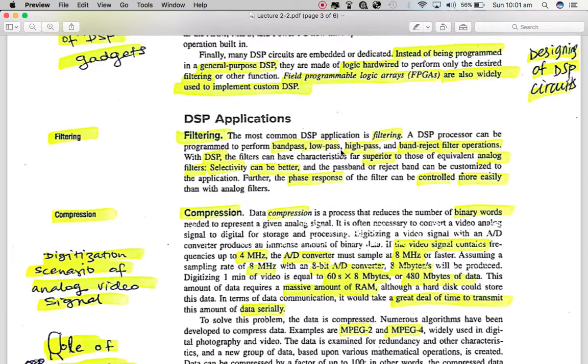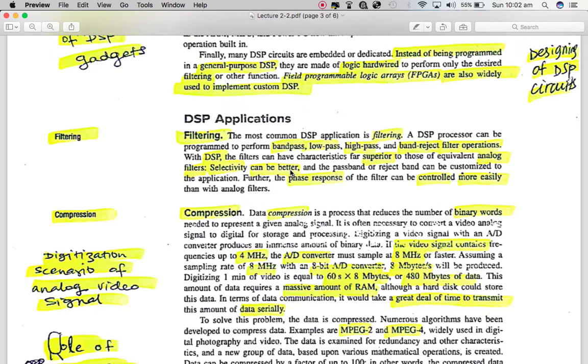We have various kinds of filters which can be designed in the digital filter regime, which can be a band pass filter, allowing some band to pass through it and reducing the rest; the low pass filter, allowing the low frequencies to pass through it and reducing the high frequencies; the high pass filter, allowing the high frequencies to pass through it and reducing the low frequencies; and the band reject filter, which is rejecting some band of frequencies and allowing the rest to pass through it.